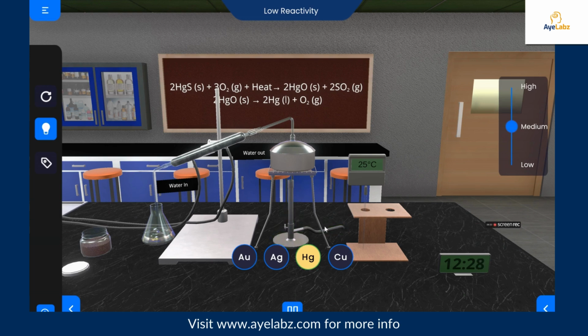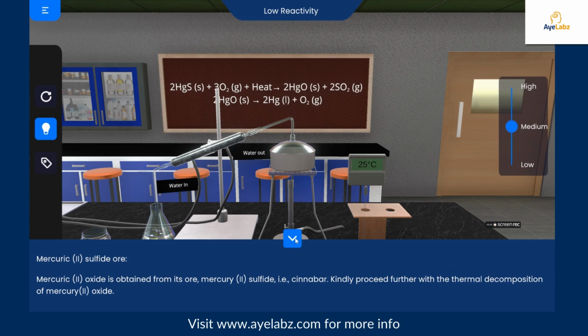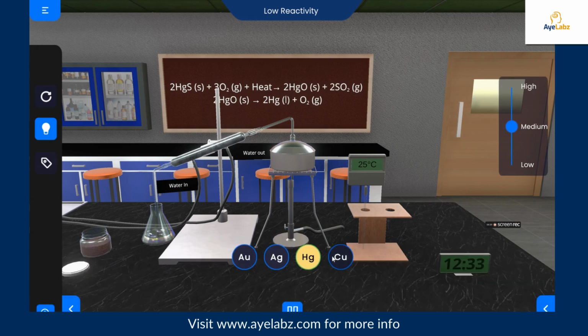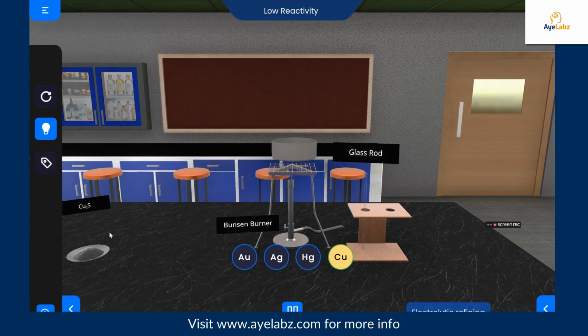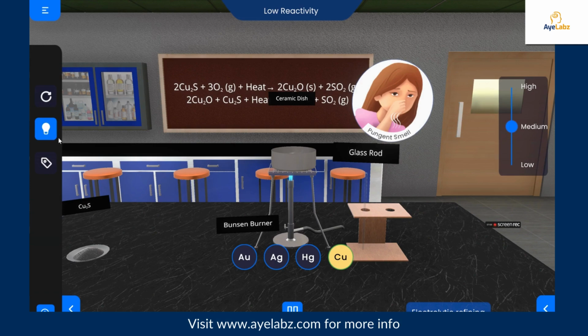As the fourth part of low reactivity metals, I have copper. Like mercury, copper is also more reactive than silver and gold. We have to do roasting for copper. Here the copper ore I have taken is copper sulfide. By clicking on it, it will get added to the ceramic dish. Let me switch on the burner to start the process.